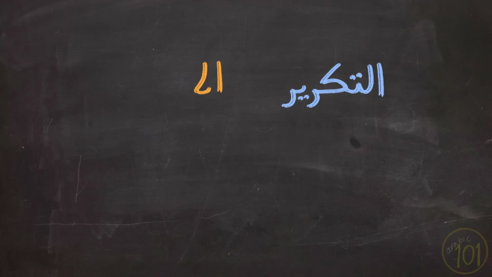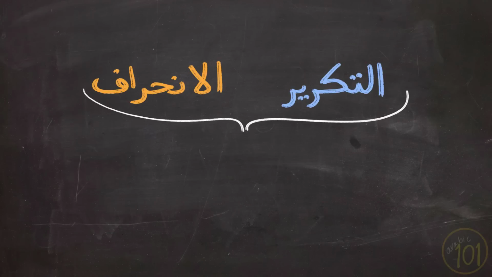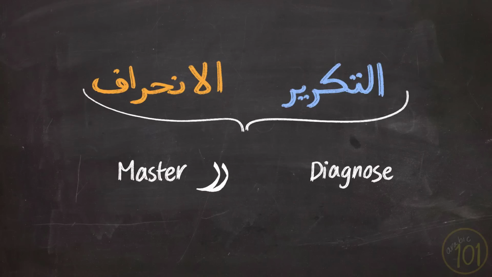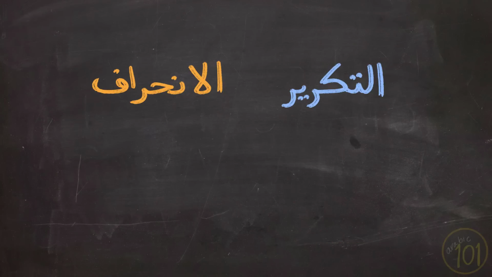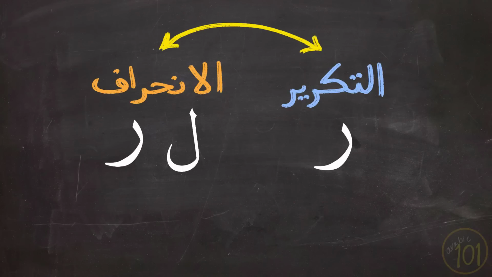Takreer and inhiraf are two essential traits that you have to know if you want to master the sound of ra, or if you want to self-diagnose a certain pronunciation problem when pronouncing the ra in the Quran. Takreer is a unique trait to the letter ra, and inhiraf concerns the letters ra and lam. We are discussing them together because they depend on one another, and understanding the effect of one requires the other.